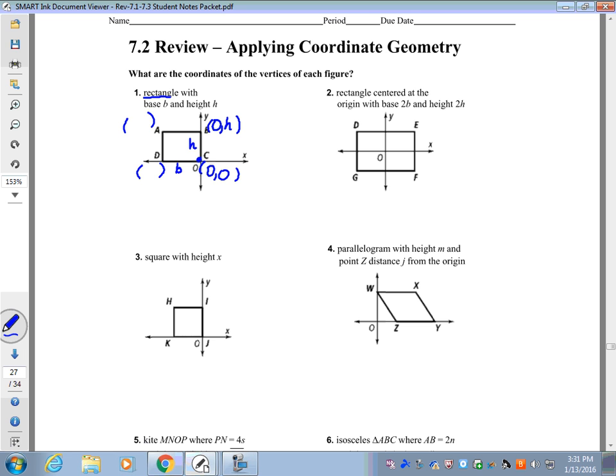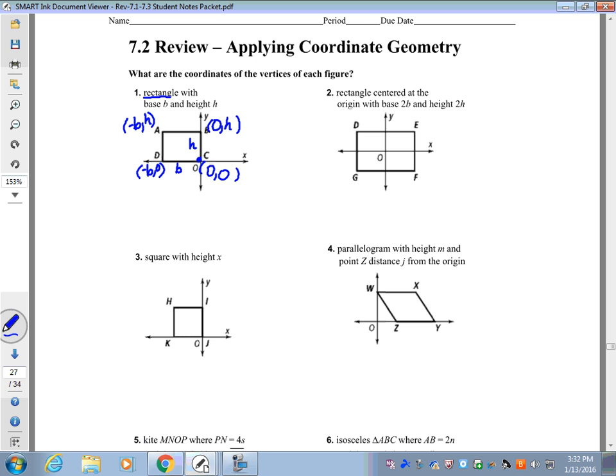All right, if I'm at our origin C and I'm going to D, that's going to the left. Not 0. Left. Negative B, 0. And then if I go to A, that's going to be left and then up. Negative B, and then H. All right, so let's look at number 2, because I know you're responsible for the evens.